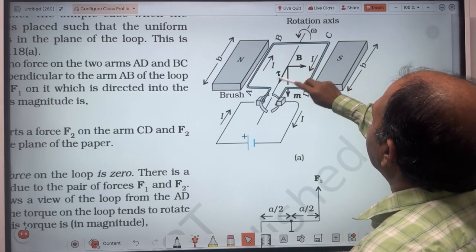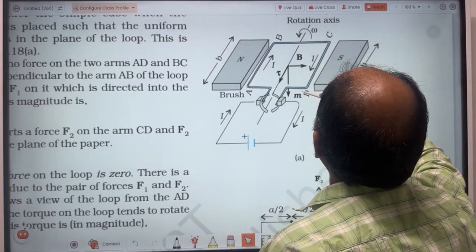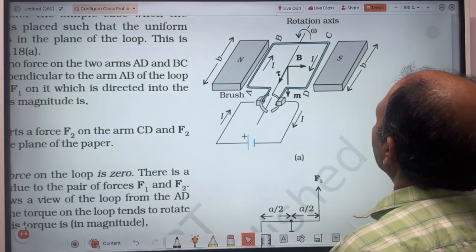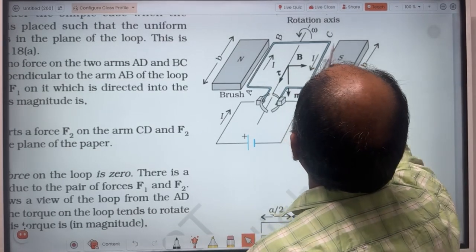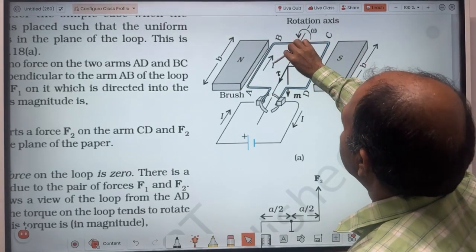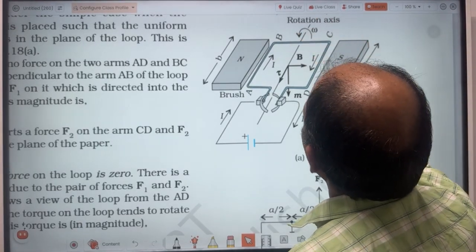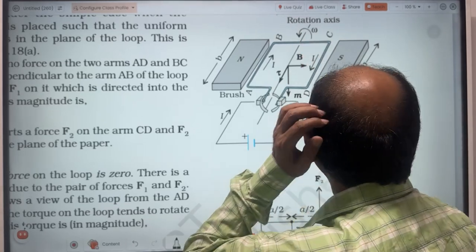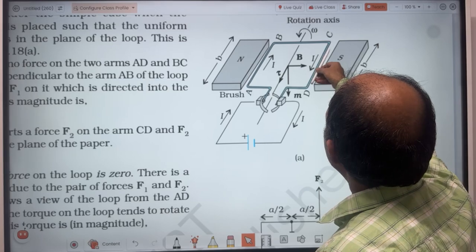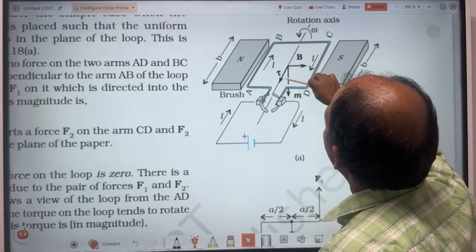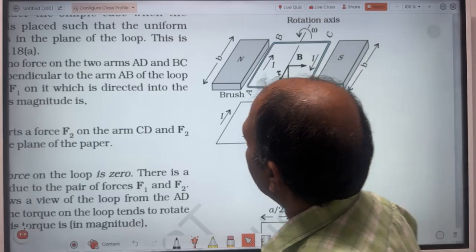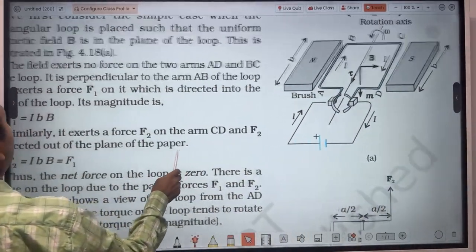Now what happens? Here current is flowing in this direction, so there will be a force that will cause it to rotate. So force on this arm CD will be upward, this will be downward. So this is why this will rotate like this, right? And here we take this side and the perpendicular distance from here, and we can find the torque.